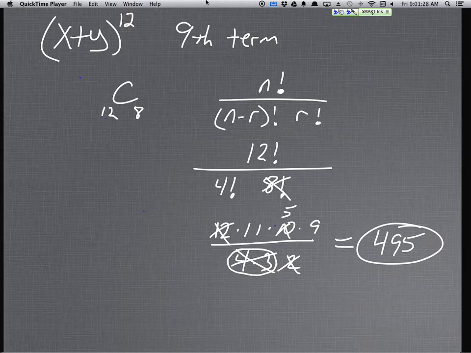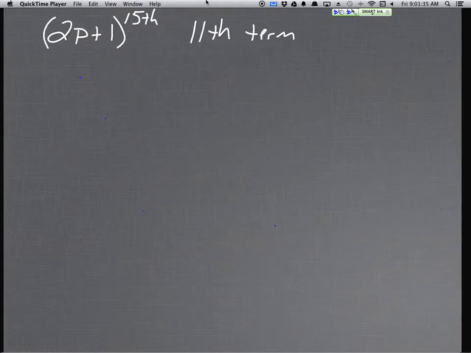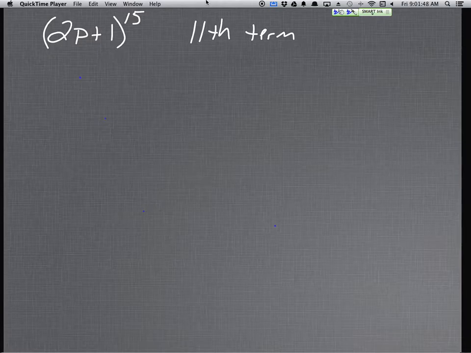All right, let's try another one. This one should go quicker, now that we know what we're doing. So I have 2p plus 1 to the 15th power. I'm interested in finding the 11th term. So I always like to do that C and then put those two numbers underneath it. What two numbers would be underneath it? 15 and 10 is what should be down there.